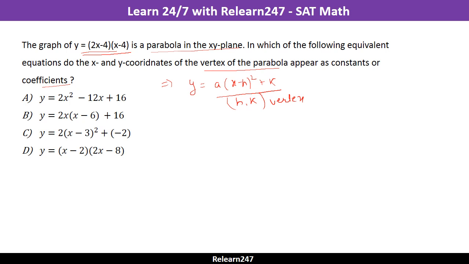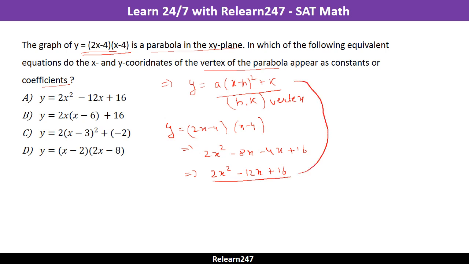So we'll solve this equation. y is equal to 2x minus 4 into x minus 4. We'll solve the brackets and see what we get. So we get 2x square minus 8x minus 4x plus 16, right? Which would be equal to 2x square minus 12x plus 16. So the next step should be, we need to complete the square of this equation to get it into this form, right? Because this is the completion of square formula.